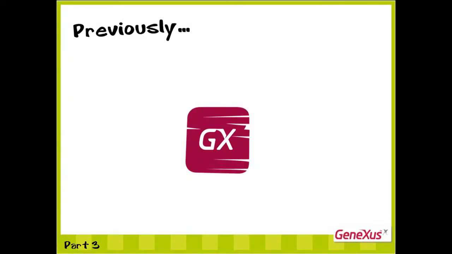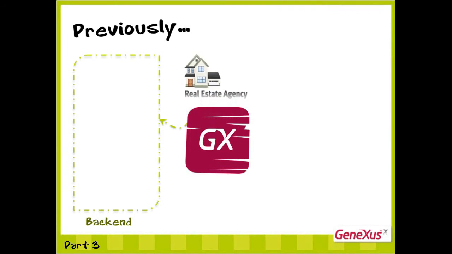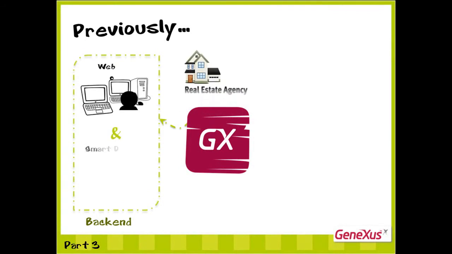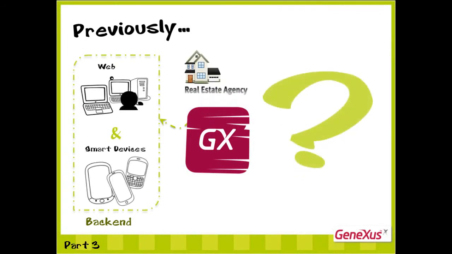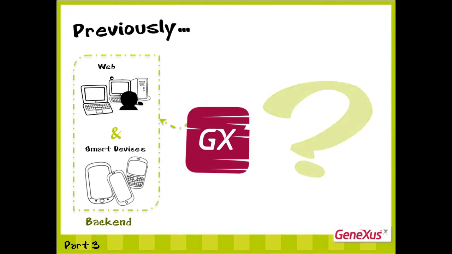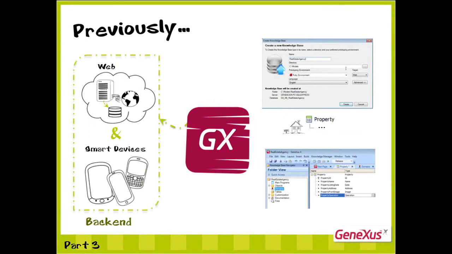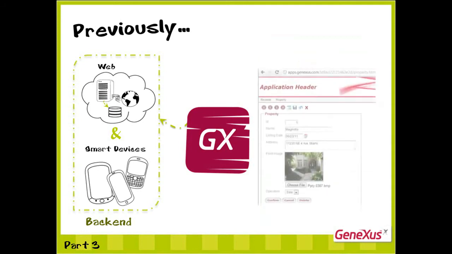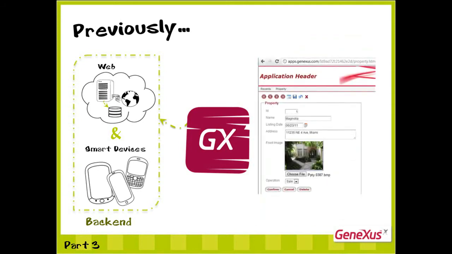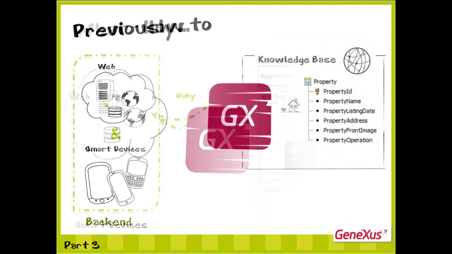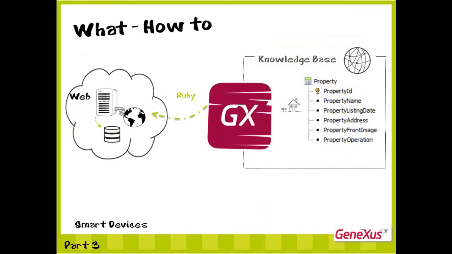In previous videos, we had stated our problem: to build a backend for a real estate agency to be used on the web and smart devices. To do this, we had started by creating a KB and the property transaction, and had set the web backend to be generated in Ruby in the cloud. Next, we had GeneXus build the application and finally entered a property into the system from a browser. In this way, we could continue developing the entire web backend.